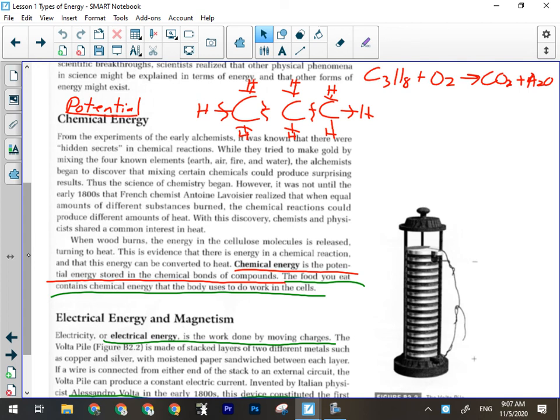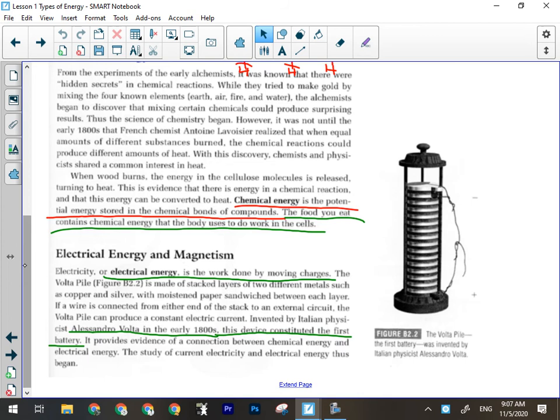Okay. So for the science of chemistry to begin, we talked about Antoine Lavoisier. He was one of the people responsible for the scientific method. He realized that when equal amounts of different substances were burned, the chemical reactions produced different amounts of heat. With that discovery, chemists and physicists shared a common interest in heat. So what's chemical energy?